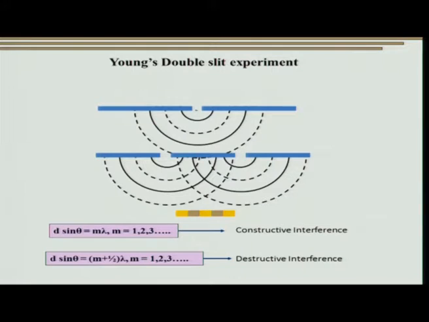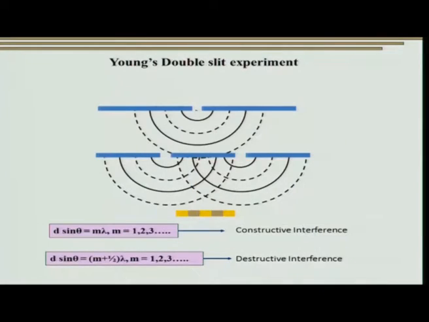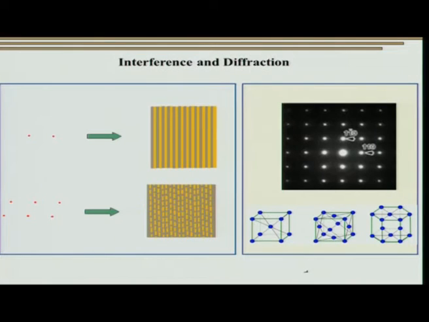The condition for constructive interference is that d sin theta is equal to m lambda, which essentially means that the path difference between the two waves is an integral multiple of lambda. Therefore, the two waves are meeting in phase and their amplitudes get added up. However, if the path difference is not an integral multiple of lambda, and in fact is (m plus half) lambda, the two waves are completely out of phase, and therefore their amplitudes cancel each other and we get total destructive interference. Having understood the Young's double slit experiment, I would like to show you how it can be extended to 2D.